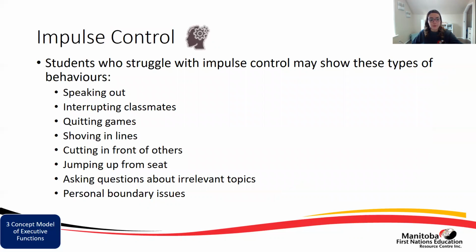So students who struggle with impulse control may show these types of behaviors, such as speaking out, interrupting classmates, quitting games, shoving in line, cutting in front of others, jumping up from their seat, asking questions about irrelevant topics, and having personal boundary issues. Basically, they just haven't learned to ask what's happening here. When this happened to me before, what did I do? If I say this or I do that, will it help the situation or will it make it worse?